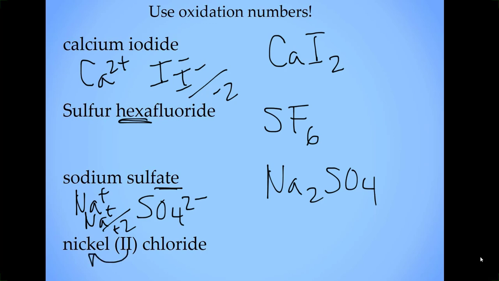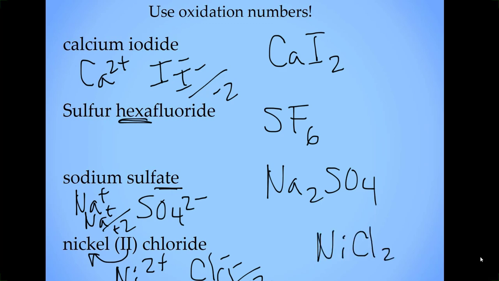Nickel(II) chloride. Remember, anytime there's parentheses, it refers to the metal. So this is nickel with a +2 charge. Chloride is a halogen, so it's a -1. I do have to have 2 chlorides to cancel out that nickel, so NiCl2.